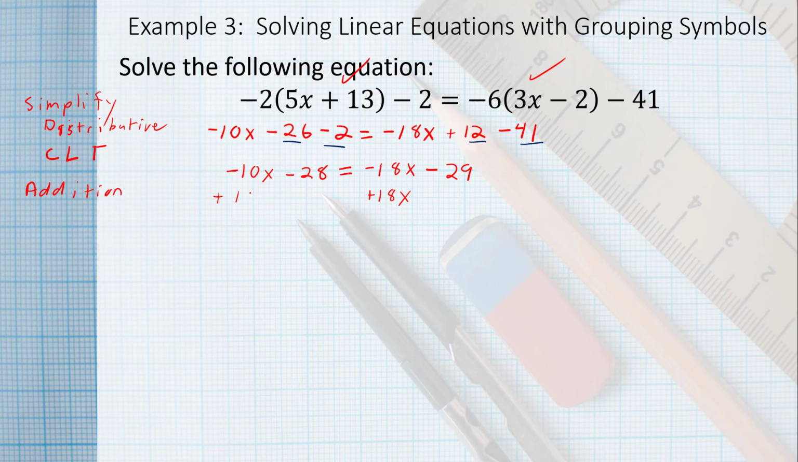And once again, we have to do the exact same thing to the other side. So plus 18x. And if we're moving the x terms to the left-hand side, we want to move the constant terms to the right-hand side. We can do that by adding 28 here, and then adding 28 here.